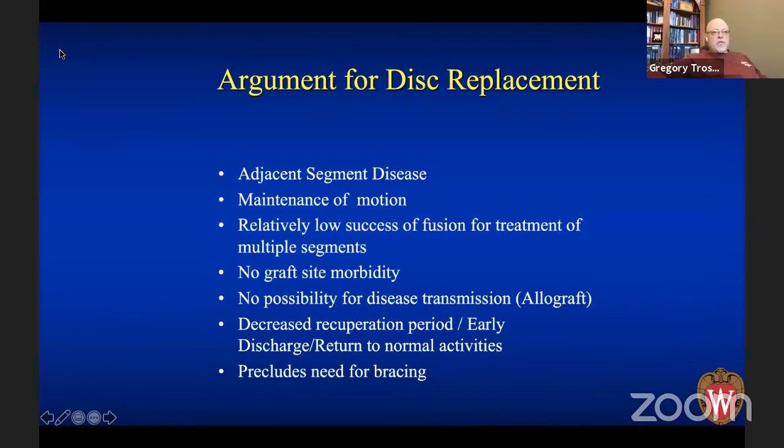There's a decreased recuperation period and earlier return to basically normal activities with arthroplasty compared to cervical fusions. At least from my perspective, with my fusion patients, I allow them to return to activity after I'm sure the fusion looks pretty reasonable. That typically will be 2 to 3 months, whereas my arthroplasty patients go back to their usual activities in a maximum of 2 to 3 weeks. And then there's no need for bracing.